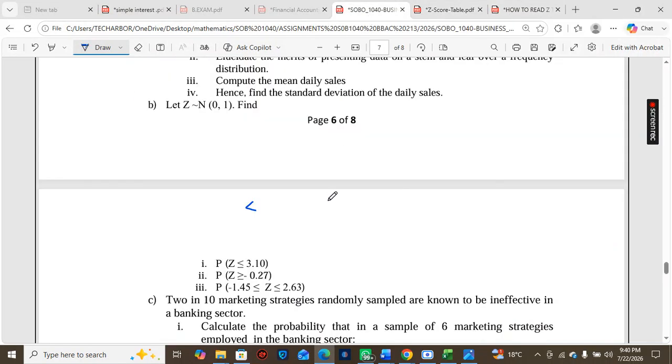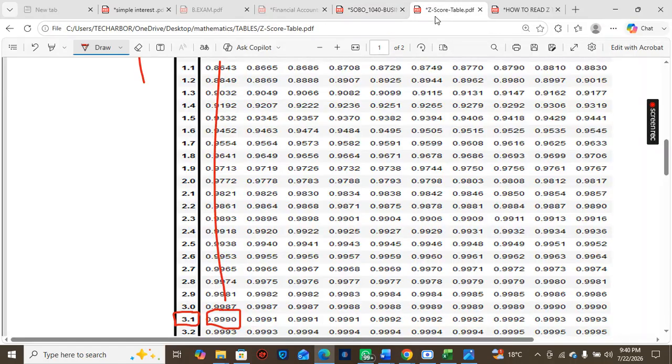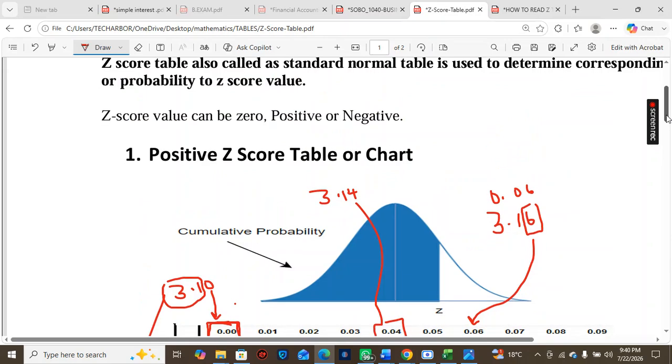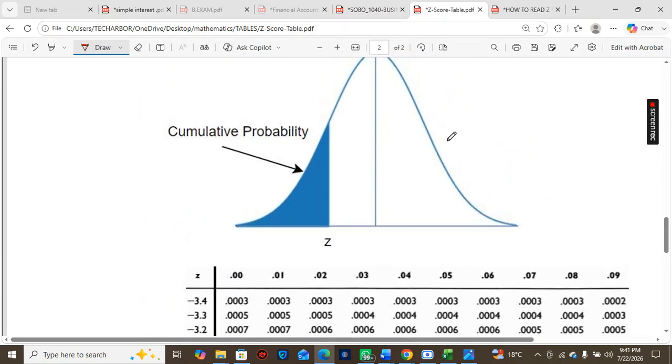The next part, Z is greater than or equal to negative 0.27. Now the sign has changed. The sign is pointing to the right. So on our area to the left table, you can see here, it's representing this white region here, the greater than or equal to.